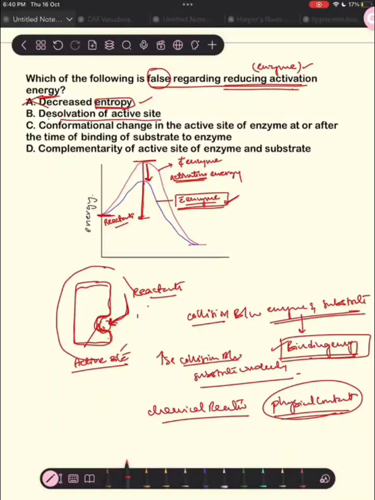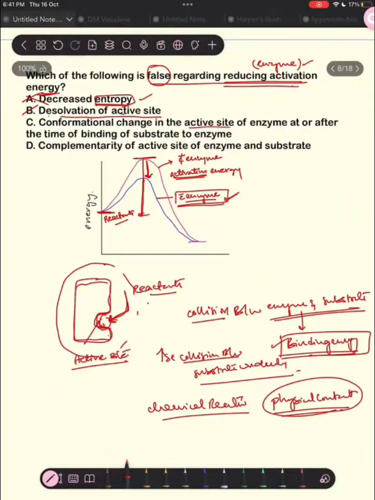Next, dissolution of the active site. For example, if the active site is very rigid, it cannot accompany the chemical reaction which takes place. When a chemical reaction takes place, the substrate molecule changes its chemical or 3D structure, so the active site must be able to accompany it. If there is no dissolution of the active site, there will be nothing. So this option is also correct. Dissolution of active site is correct, so it is not false.